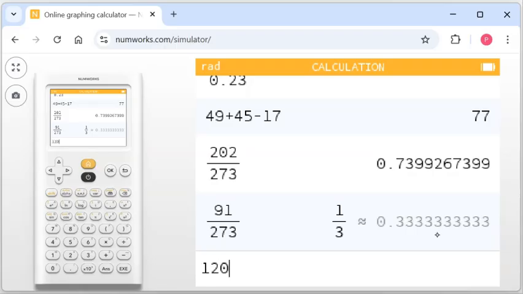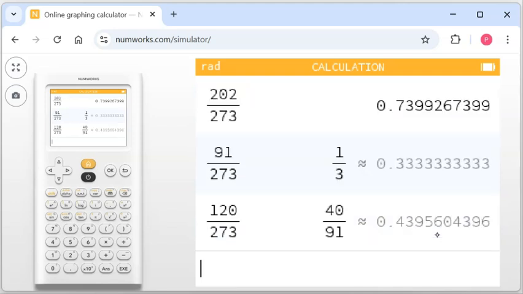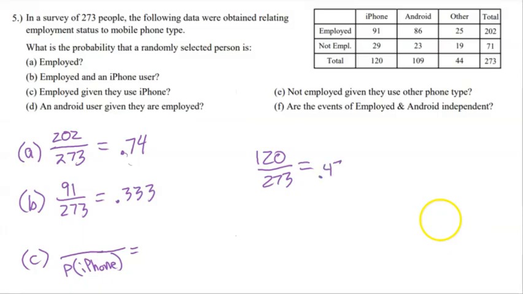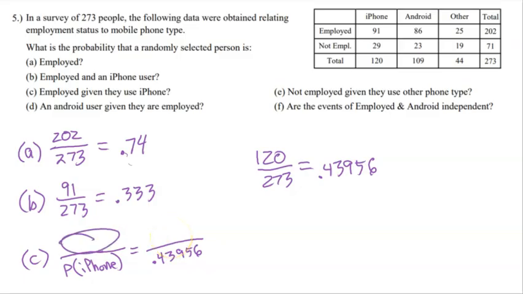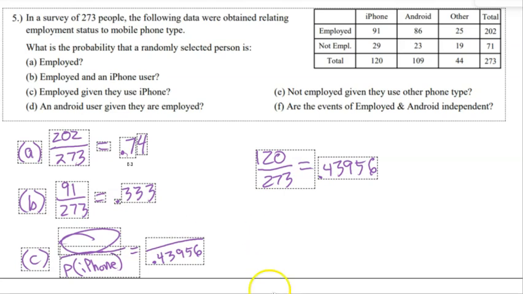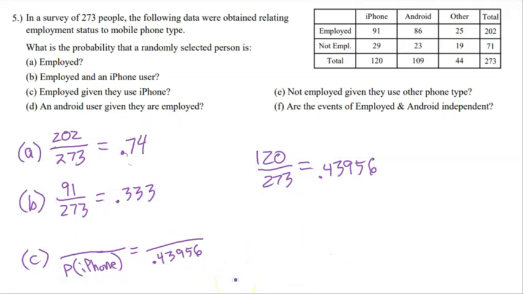All right, 120 divided by 273. Now, be careful here. We can't round to 3 digits because we're about to put this number into a calculation. So we're going to go a couple more digits. We're going to do 0.43956. That's what we're going to put in the denominator here. Let me make sure that's right. 0.43956. Yep.